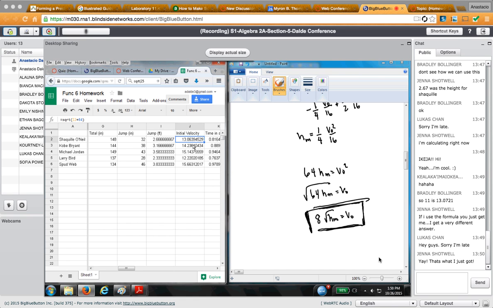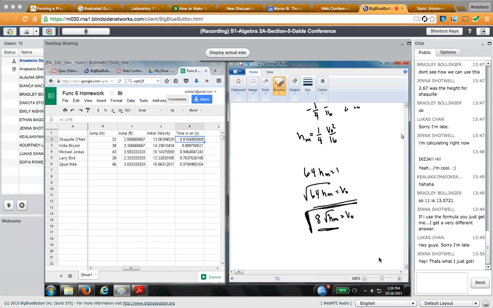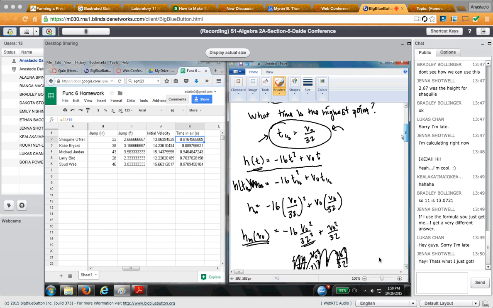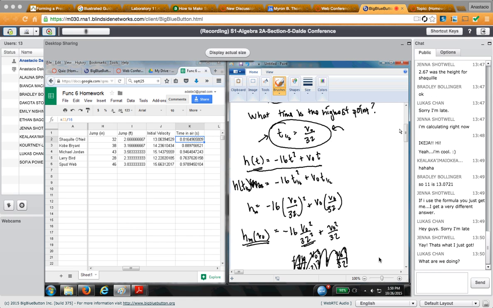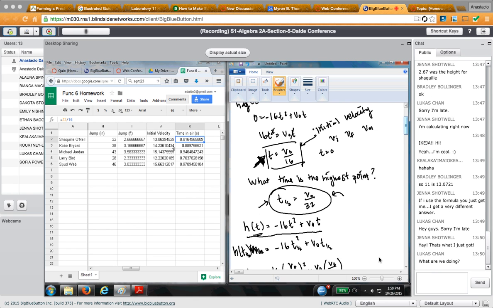His initial velocity was 13.0639, and his time in the air was calculated back here where I boxed it up. It's your velocity divided by 16. So you just take that velocity and divide that by 16. There you go. So these are all the answers apparently.